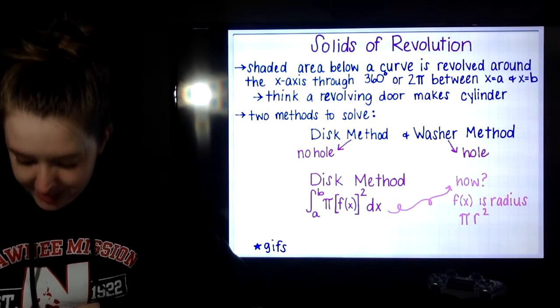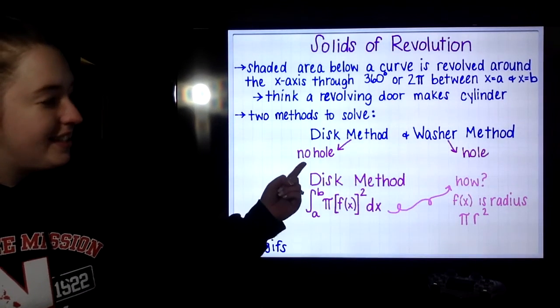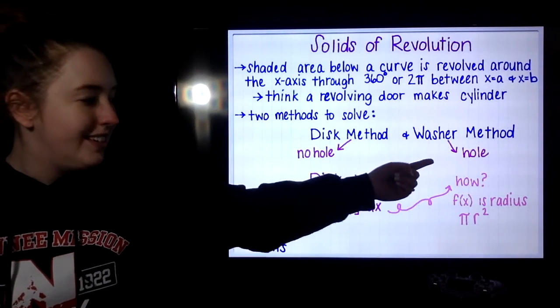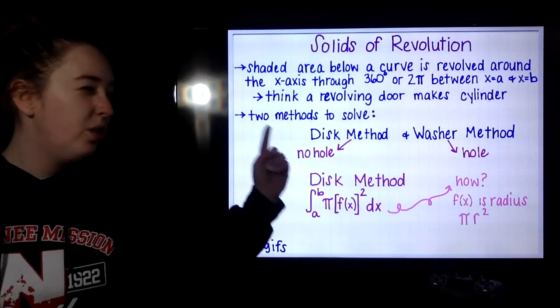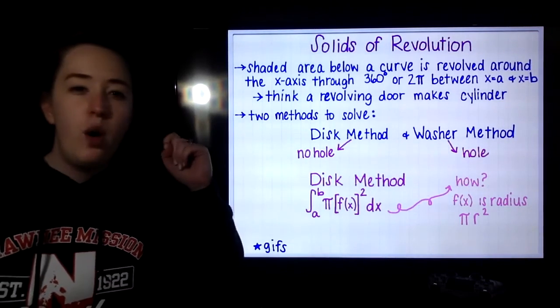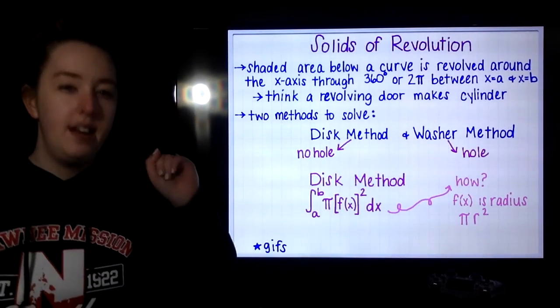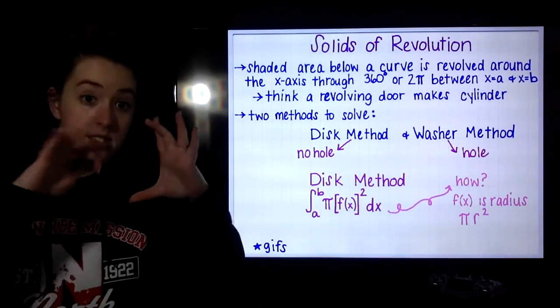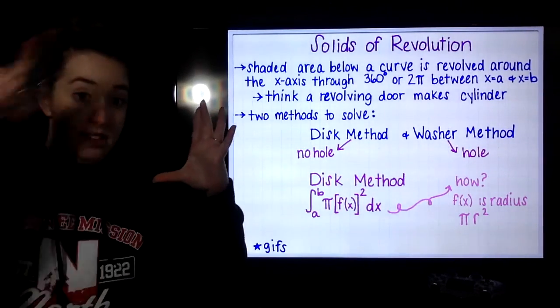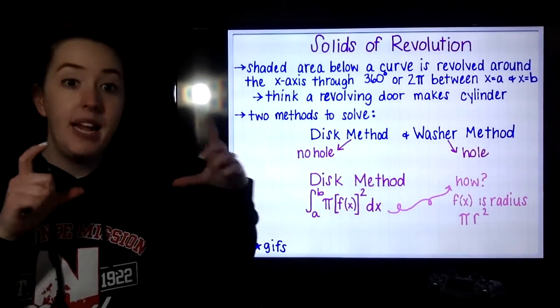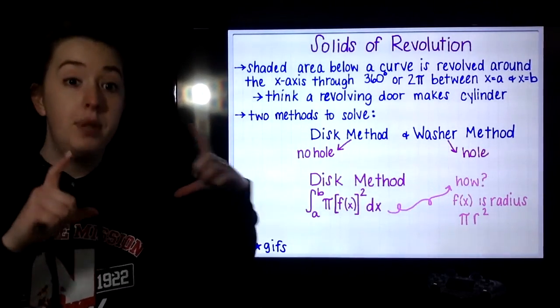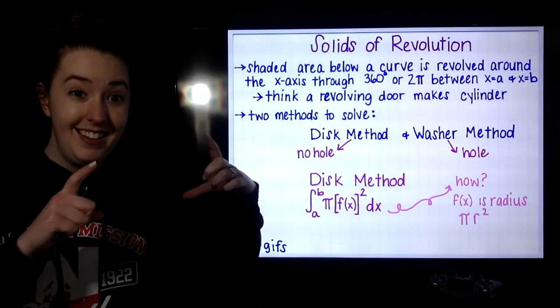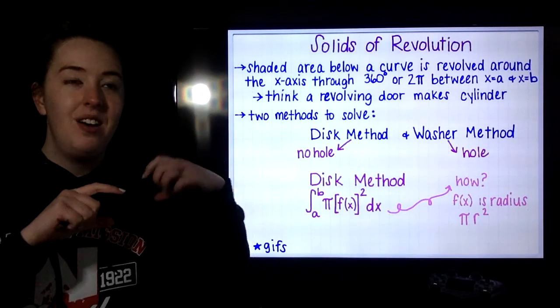So what I'm talking about when it says disc doesn't have a hole, washer does have a hole. So first of all, what's a disc? So here's something you might not have known. A circle is just the outside stuff. So like a plate is not a circle. A plate is a disc. What is a circle?